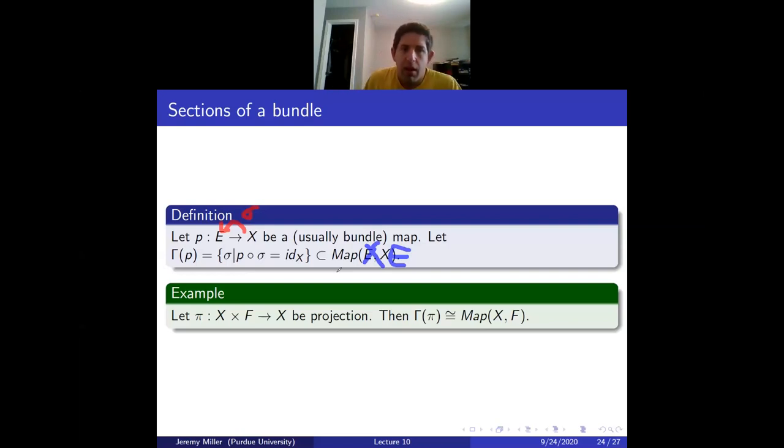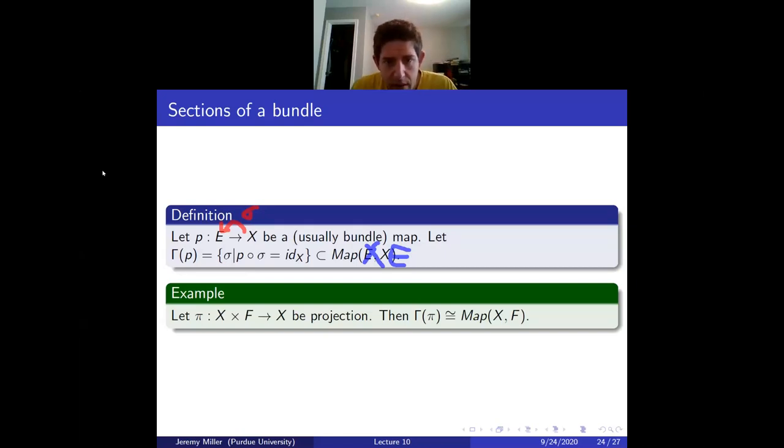So this generalizes mapping spaces. If your map p is just projection onto X, then sections of this trivial bundle is the same thing as maps into the fiber. Any questions?